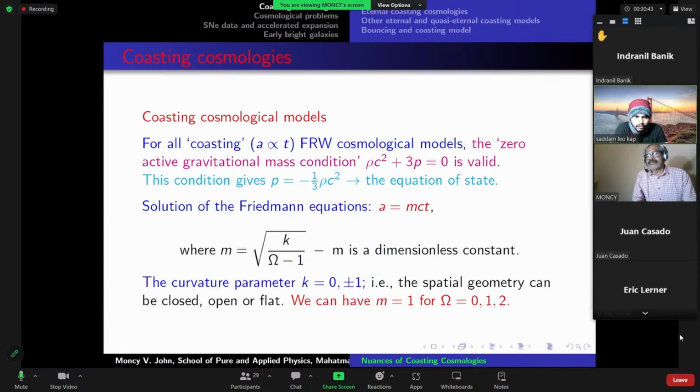All right. Indranil wants to ask something. Yeah, Indranil. Yes. So I wanted to ask a related question, which you have probably not worked out either, but is related to Big Bang nucleosynthesis.